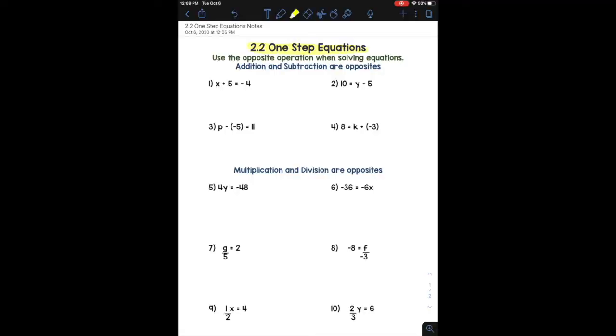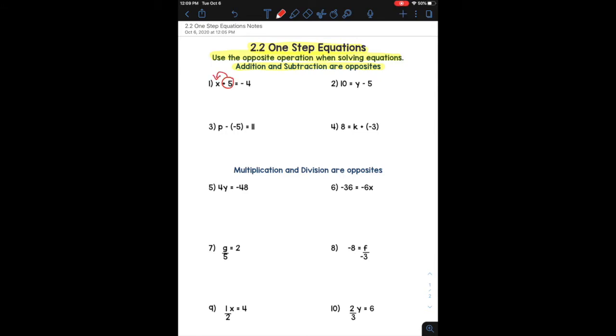Guys, today we're going to start solving equations. The first page of notes here, we have solving one-step equations. The idea for when we solve equations is we want to use the opposite operation. So in this first section, we have addition and subtraction that are opposites.